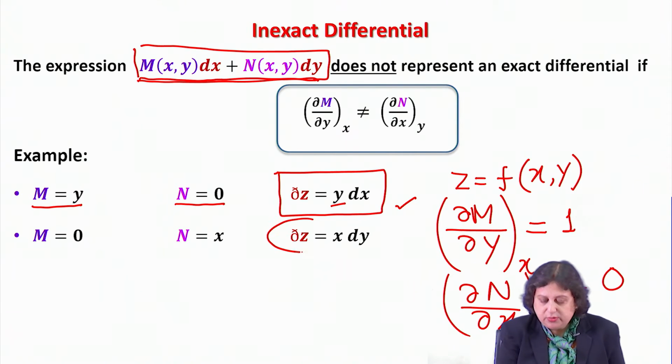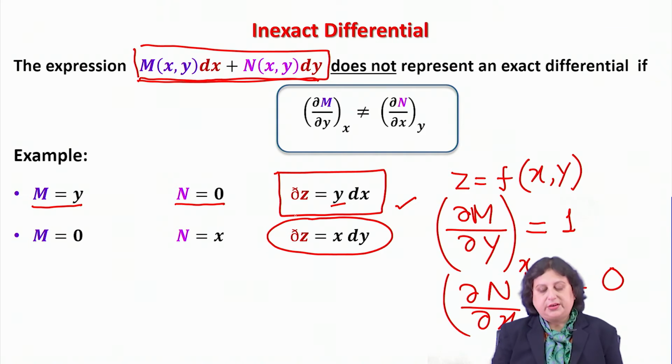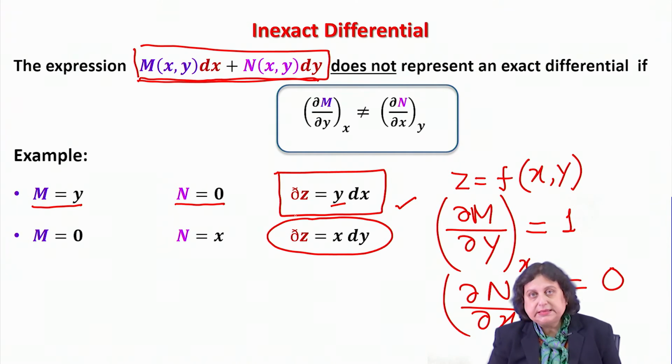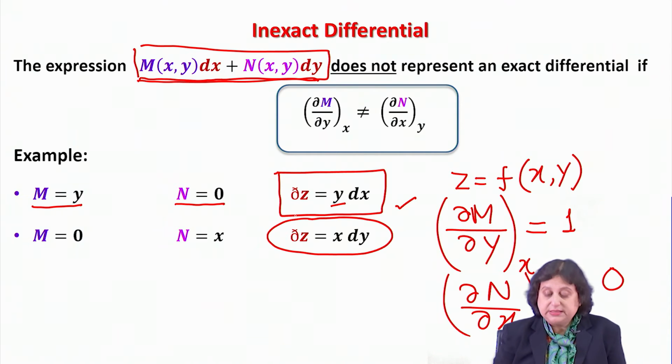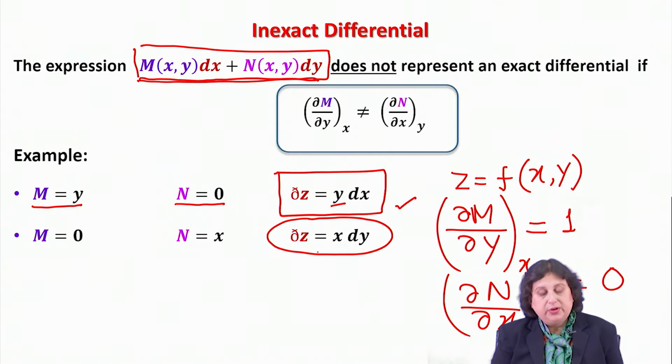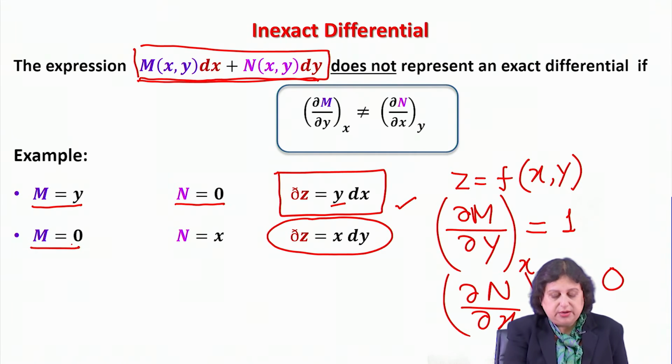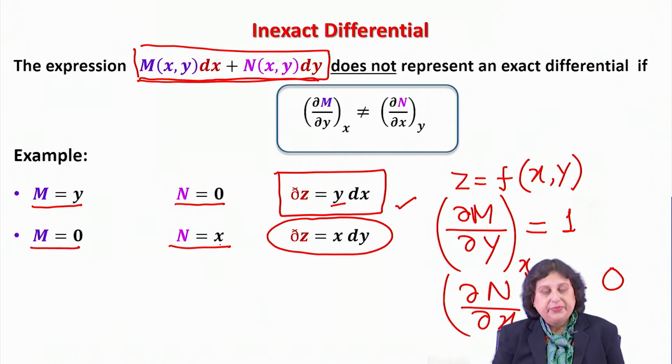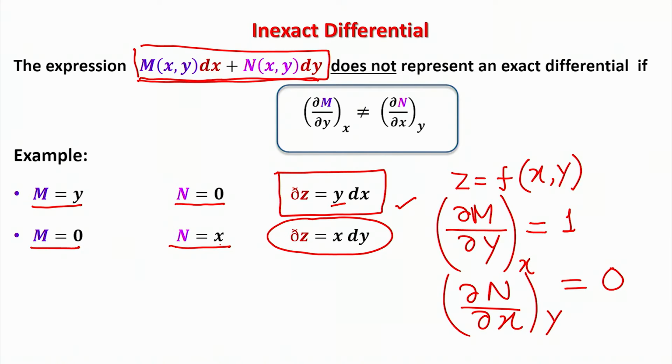Now, let us have a look at this particular differential. This is x dy. Now, once again, if I want to write dz in terms of m dx plus n dy, what is going to be m? Of course, m is going to be 0 because it is only when m is equal to 0 that the m dx term will not appear. So, m is equal to 0 and n is equal to x. And you can very easily show that here dz is going to be an inexact differential.